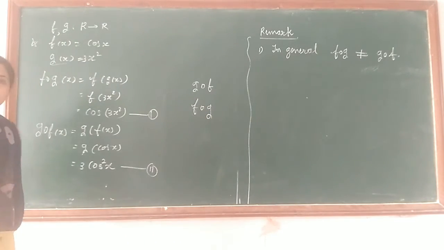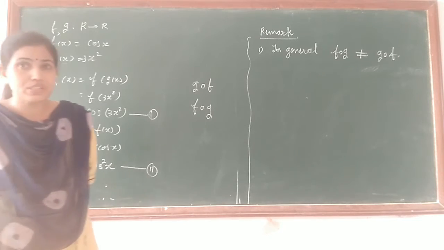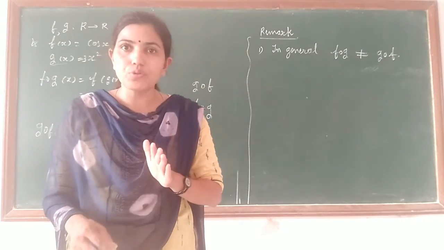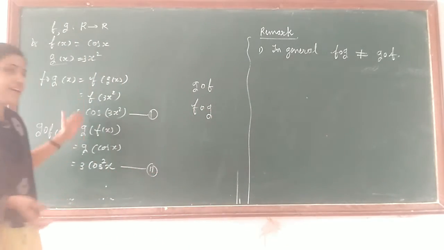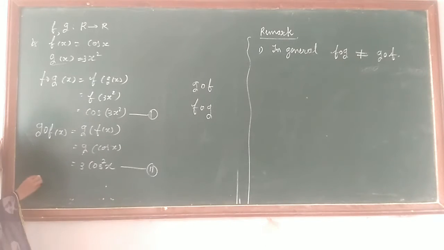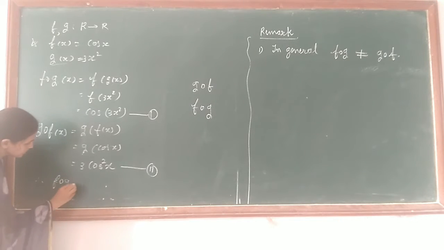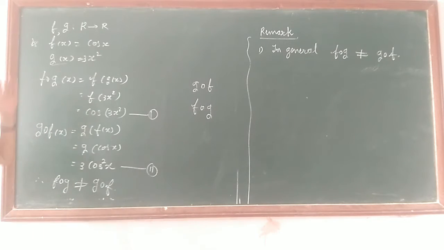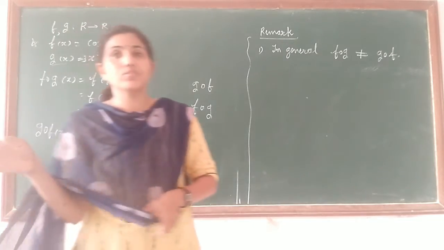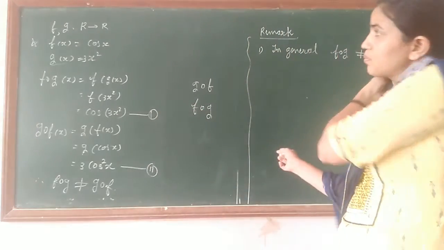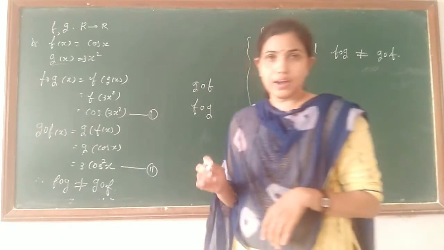Maybe there exists some function in which f composed of g and g composed of f are equal, but in general it is not true. There are so many exceptions where you can find f of g and g of f which are not equal. One example is given here. So therefore f composed of g is not equal to g composed of f. This is the question we have, and this is the solution of the first remark.